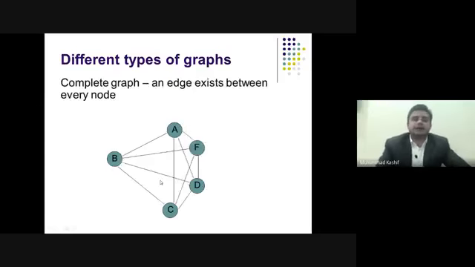Next, it's a complete graph. Different types of graphs. There is another type of graph. It's a complete graph. Why are we saying it's a complete graph? Because you can observe that each node is directly connected to another node, and when it happens, we can say we have a complete graph.